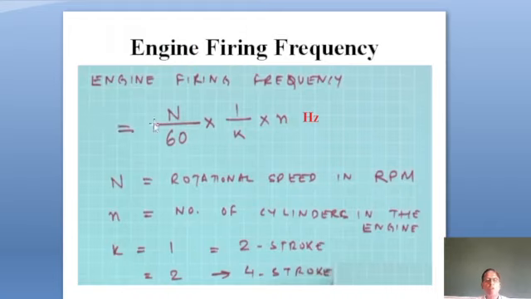Now, what are the firing frequencies? So what are the frequencies that we are looking for while monitoring the fault in the IC engine? So engine firing frequency is given by the formula N upon 60 into 1 upon K into n, and the answer is in hertz. Where capital N is the rotational speed of the engine in RPM, small n is the number of cylinders in the engine, and the value of K will be 1 for 2 stroke and 2 for 4 stroke.